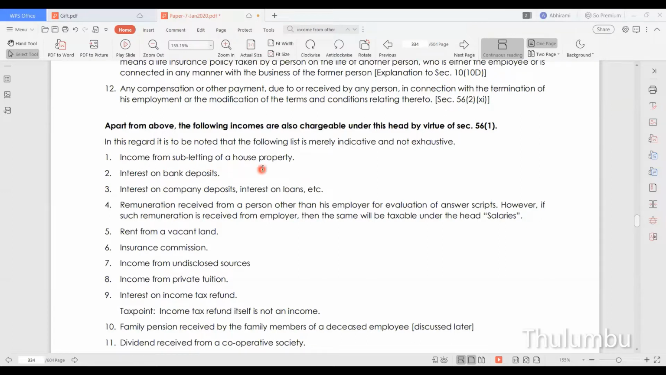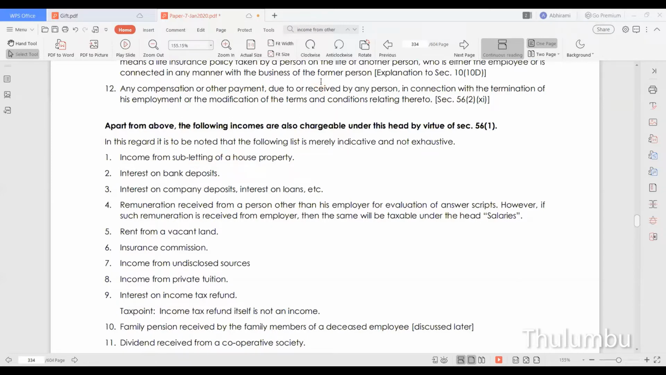Income from subletting of a house property. So normally letting of a house property, the rent that comes is taxable under the head income from house property. If suppose I take a house on rent and I again let it out. So I have already taken a house on rent, and if I sublet that house again, that income is considered as income from other sources. Because in subletting, he will not be the owner.